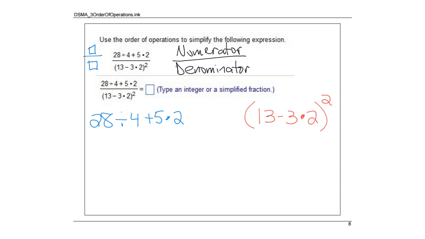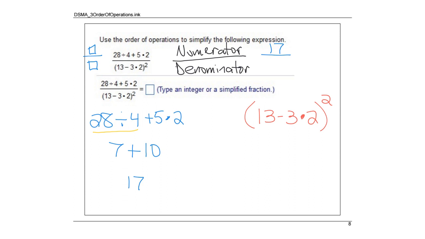No grouping symbols, no exponents. So let's go to multiplication and division going from left to right. So we are going to take care of this division first. We have 28 divided by 4 is 7. And then plus 5 times 2 is 10. That gives me 17. That's going to go on top in the numerator.